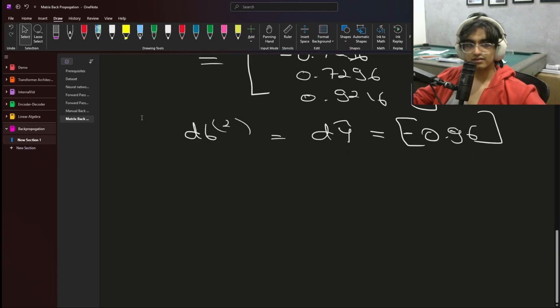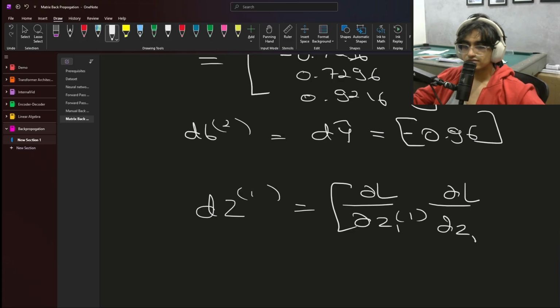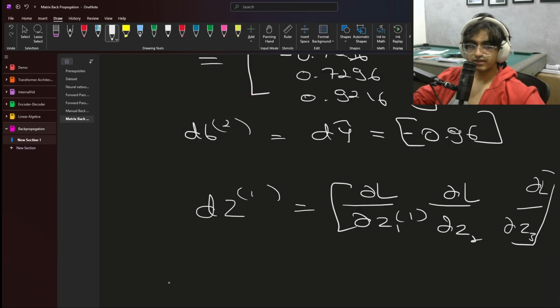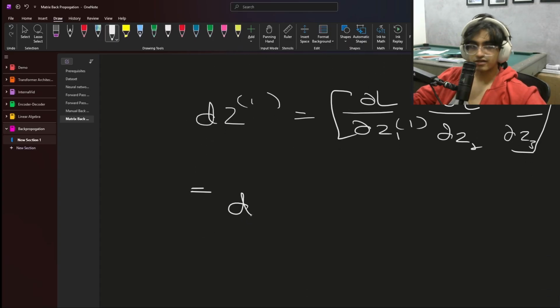Then we need dz1, which is just dL by dz1, dL by dz2, and dL by dz3. So this is essentially just going to be, we're going to use chain rule again.